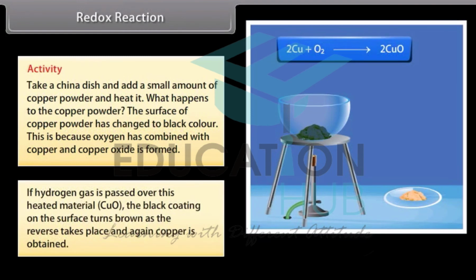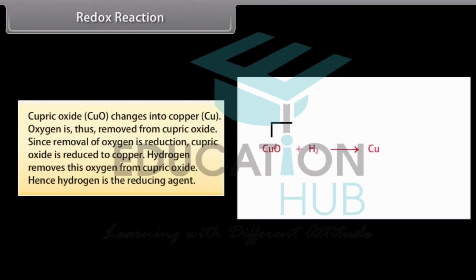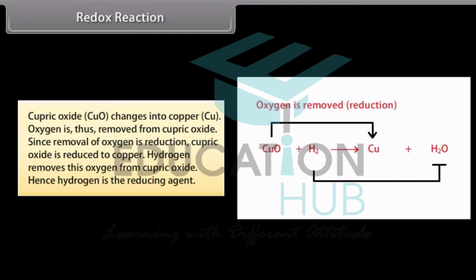If hydrogen gas is passed over this heated material, CuO, the black coating on the surface turns brown as the reverse takes place and again copper is obtained. Cupric oxide changes into copper. Oxygen is thus removed from cupric oxide. Since removal of oxygen is reduction, cupric oxide is reduced to copper. Hydrogen removes this oxygen from cupric oxide.